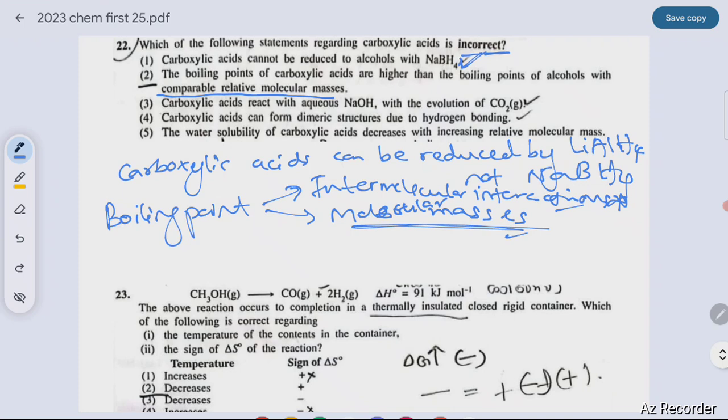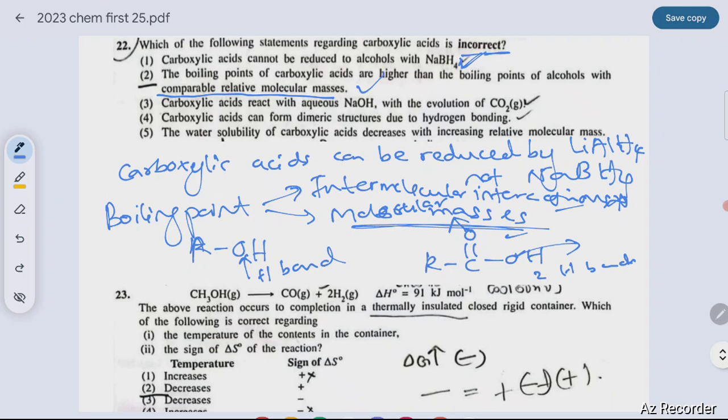Now what happens with alcohols? Alcohols have ROH and carboxylic acids have RCOOH. Alcohols form a hydrogen bond with the hydroxyl group, but carboxylic acids can form two hydrogen bonds, one from this H and also from this O. So there are more hydrogen bonds in carboxylic acids. Therefore, the boiling point of carboxylic acid is higher than the boiling point of alcohol. So this is also correct.